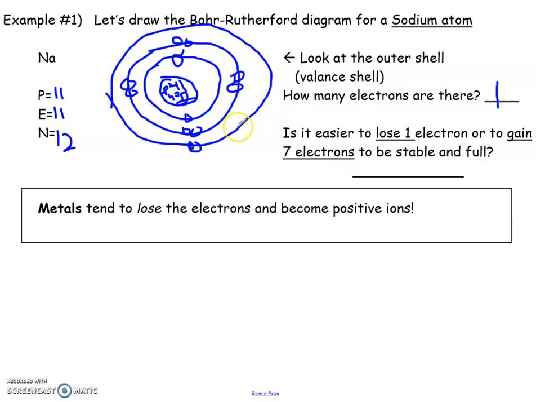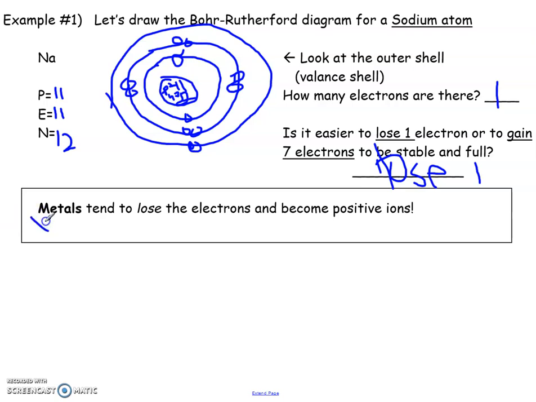I'm hoping you can see it's easier to lose 1 than to gain another 7. So what's going to happen here is it's going to lose 1. Please write in there, lose 1. So it is easier to lose 1 electron than it is to gain 7 electrons, right? You have to imagine this whole outside shell would then be gone.